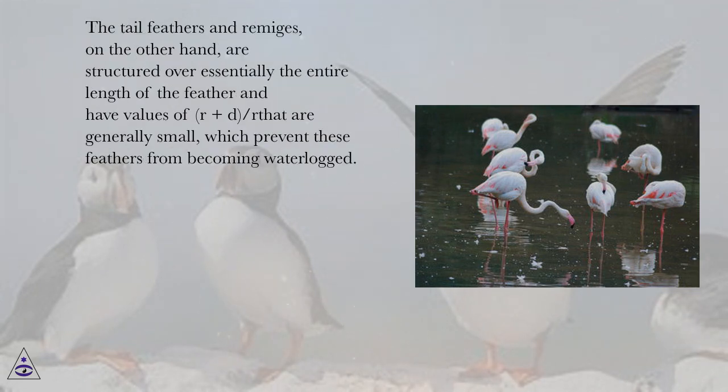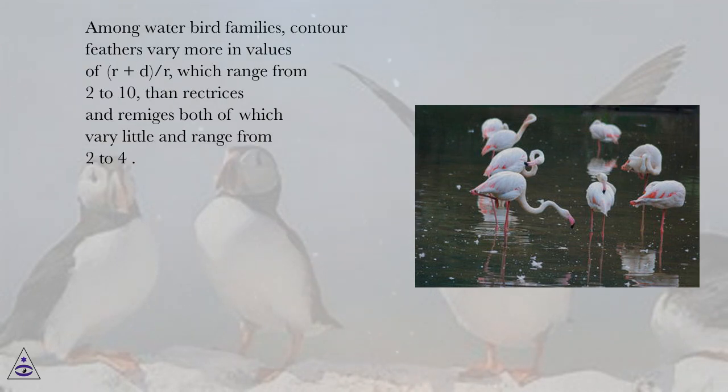The tail feathers and remiges, on the other hand, are structured over essentially the entire length of the feather and have values of (R + D)/R that are generally small, which prevent these feathers from becoming waterlogged. Among water bird families, contour feathers vary more in values of (R + D)/R, which range from 2 to 10, than rectrices and remiges, both of which vary little and range from 2 to 4.